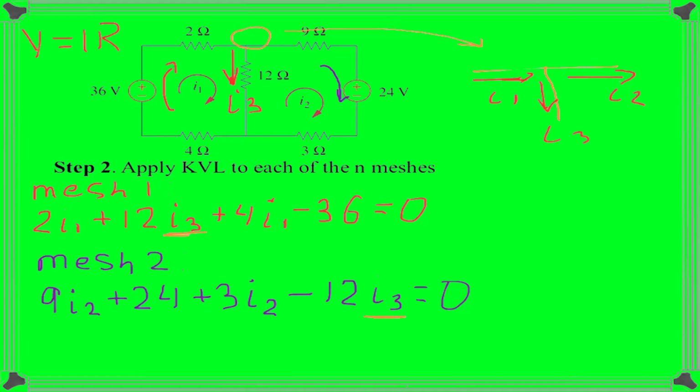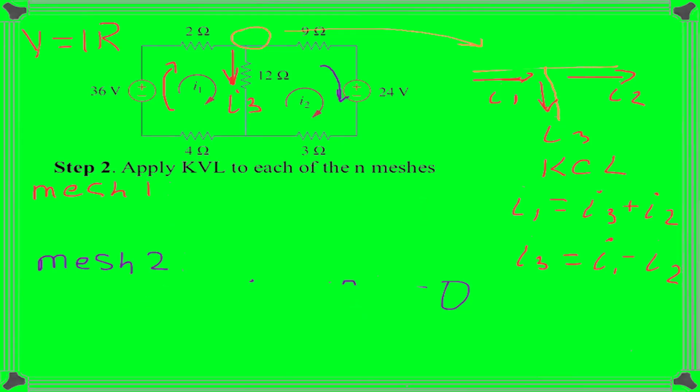If we apply KCL for this node, we will see that I1 equals to I3 plus I2, or we can express I3 as I1 minus I2. Why do we need this? Because we now can rewrite our equations by substituting current I3 as the difference I1 minus I2. Let's see what we'll get.